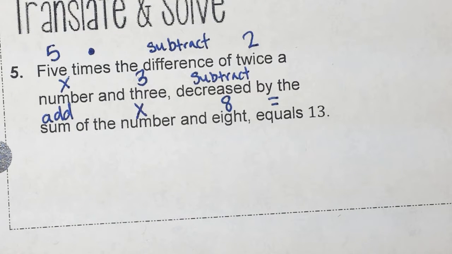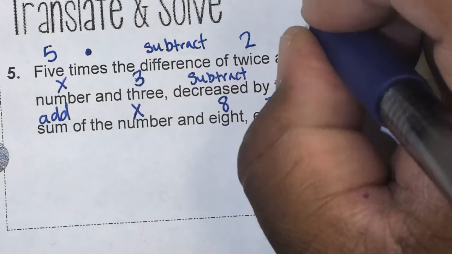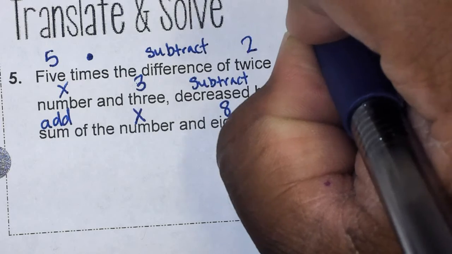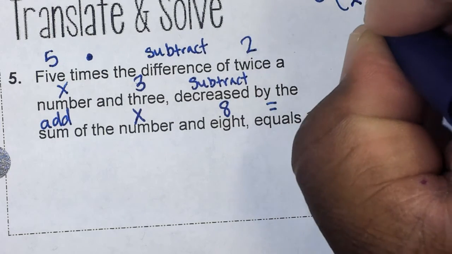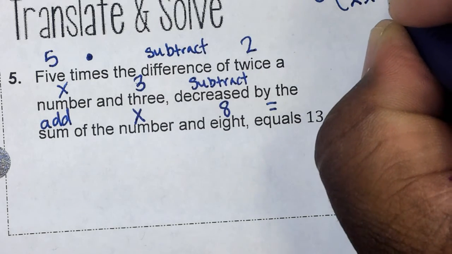So, translating that into mathematical stuff. Now we just need to write it how it should look. It says 5 times the difference of twice a number and 3. So that first part should look like this. 5, and then in parentheses, 2x minus 3.